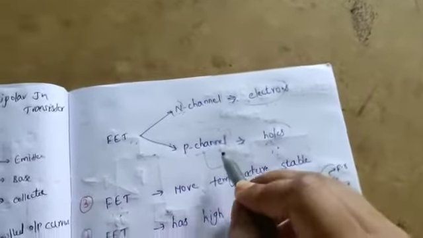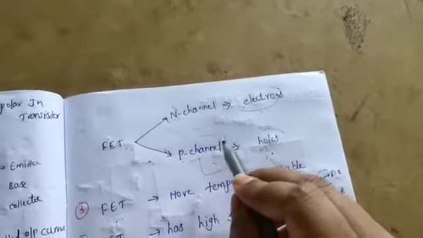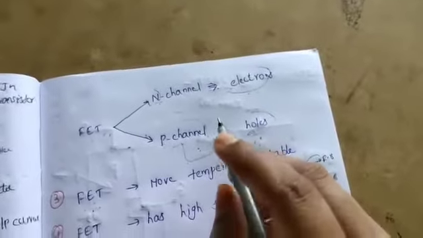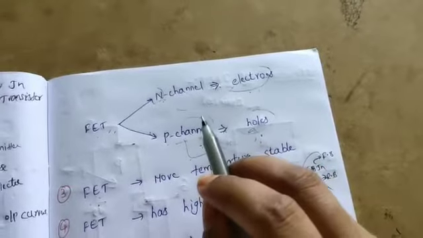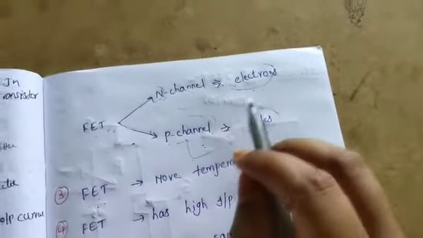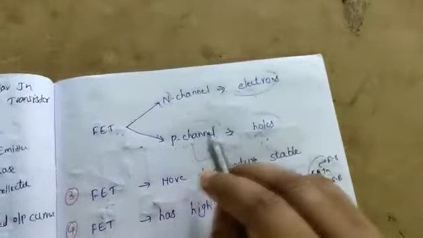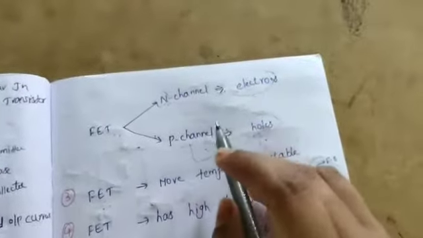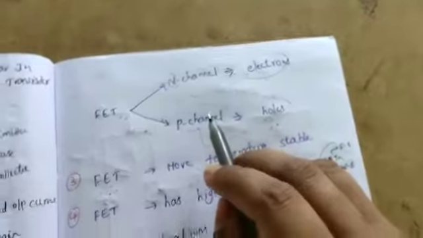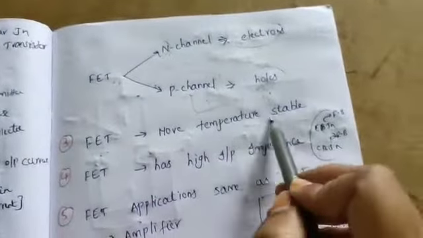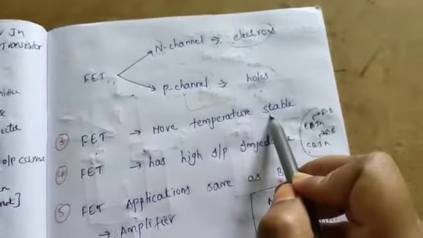So in a FET, the current is carried by only majority charge carriers. Here there is no minority charge carrier concept. The current is due to only majority charge carriers, so the FET is a unipolar device, right. So the FET is more temperature stable, right? More temperature stable. Okay, why?